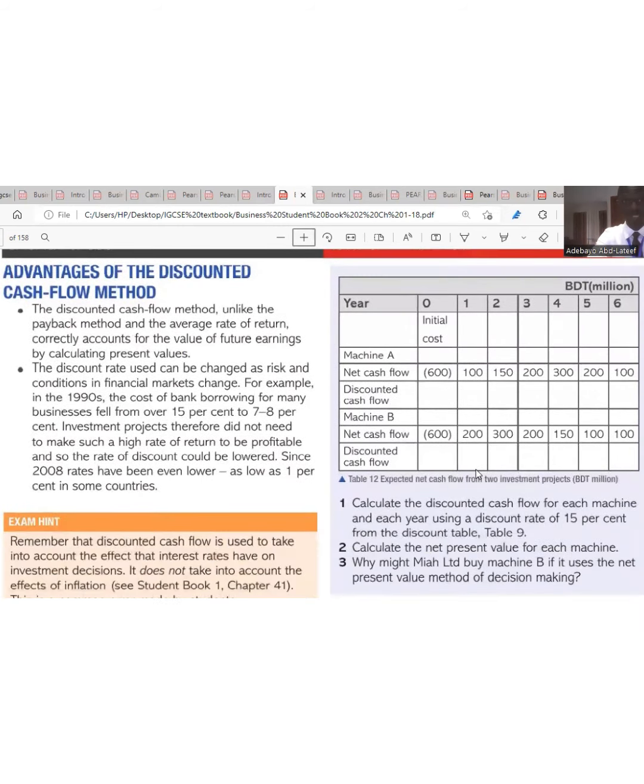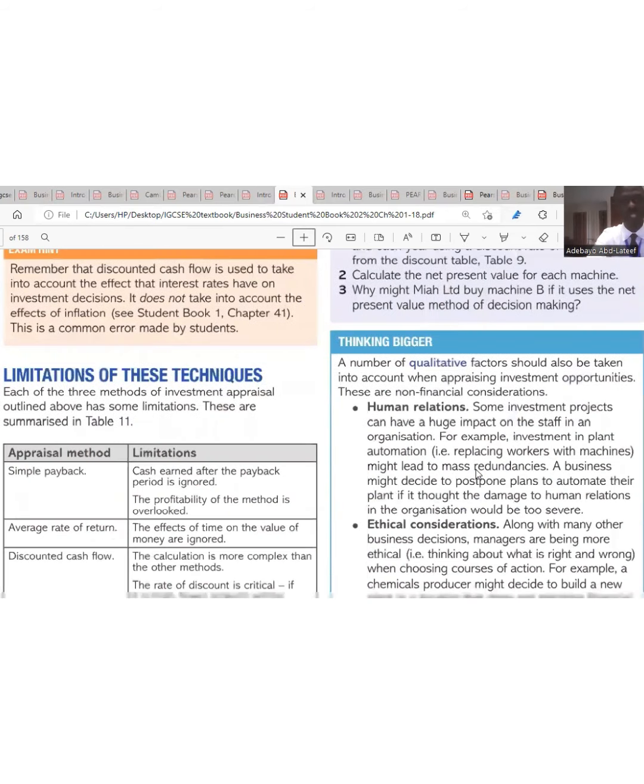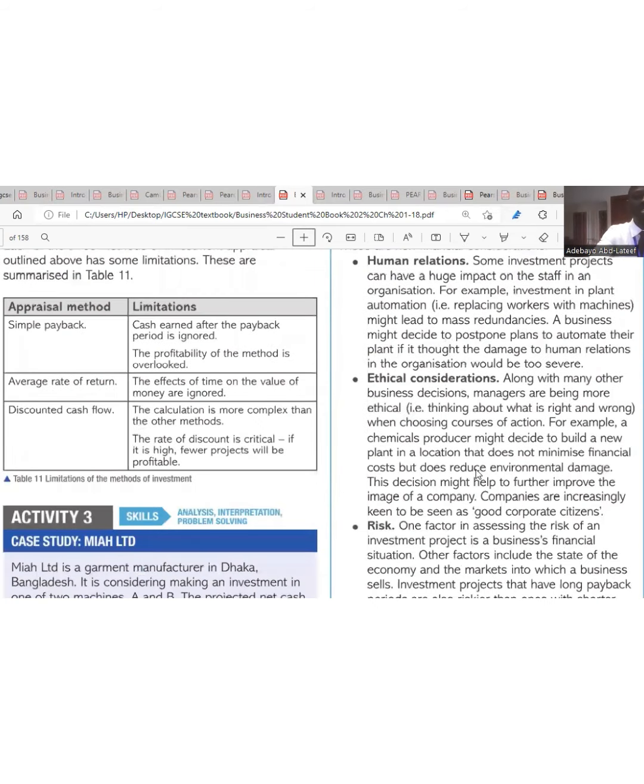That's about the advantages. So let's go to the limitations of these techniques. For the payback period, what are the problems? Number one, cash earned after the payback period is ignored. When you use the payback period, we only want to reach that point.